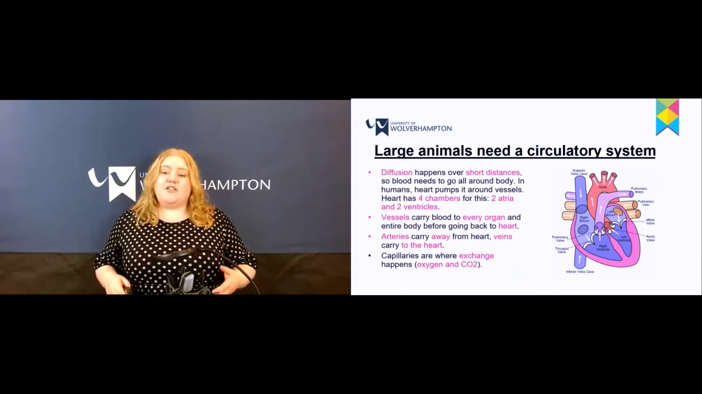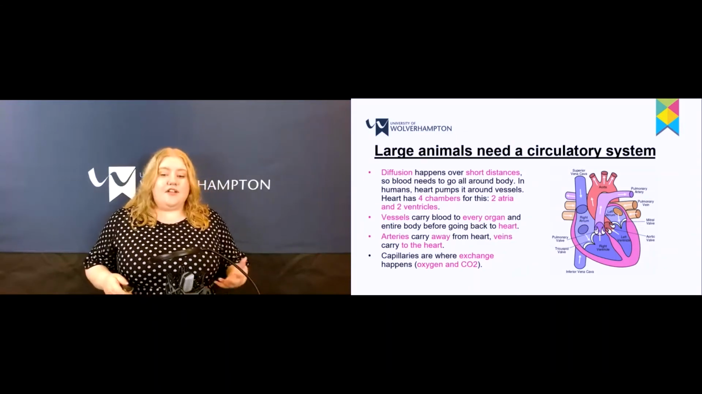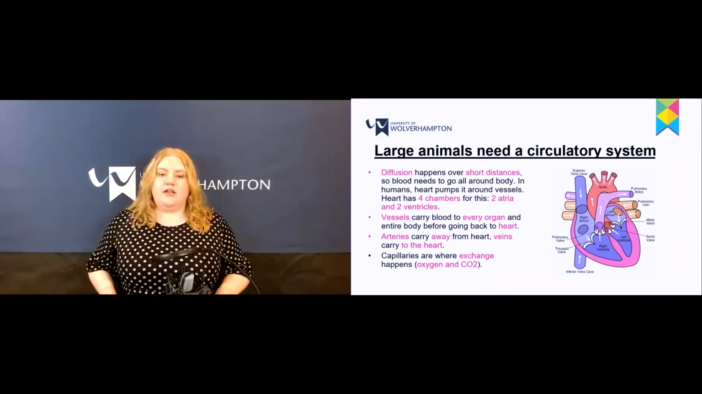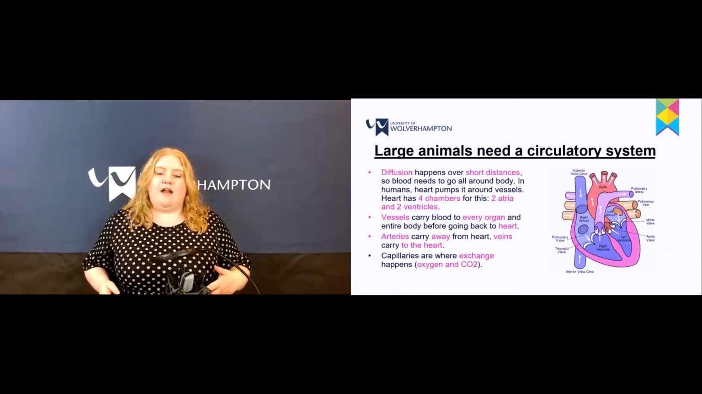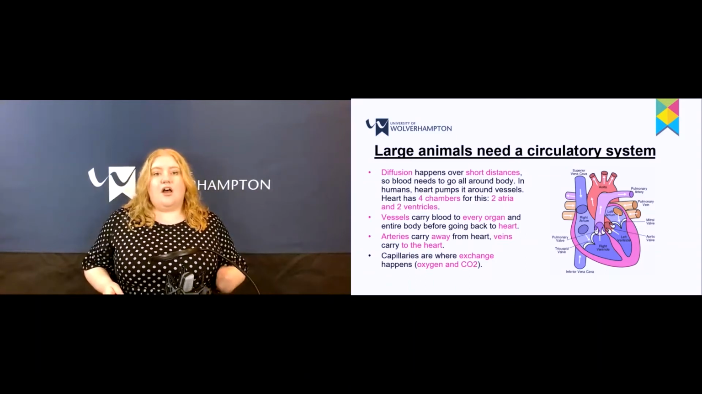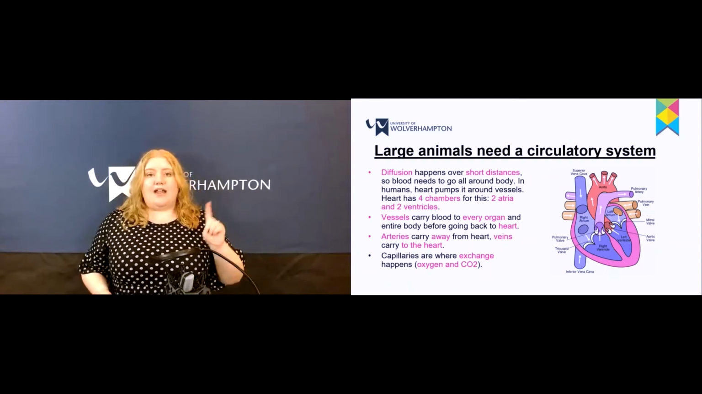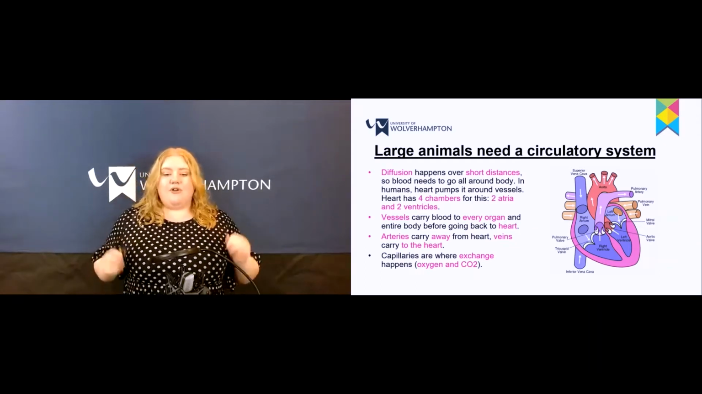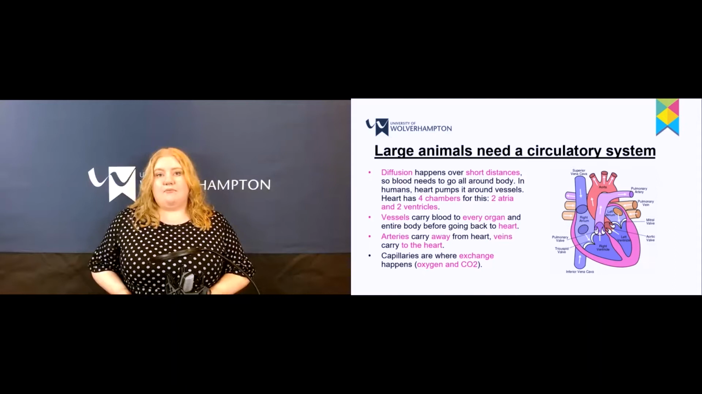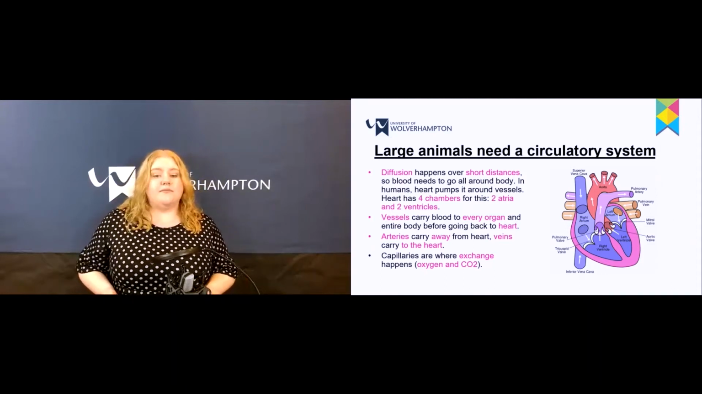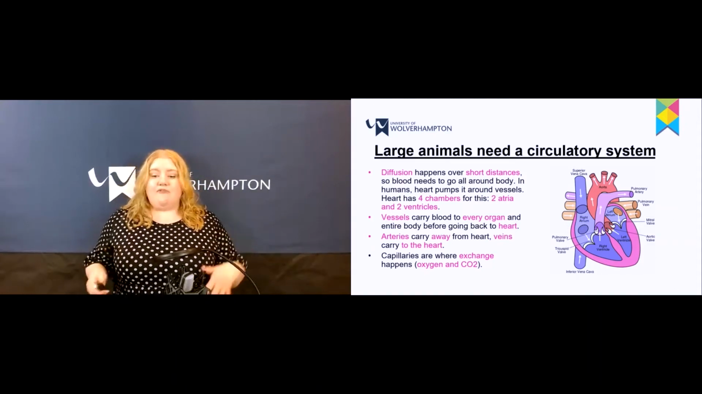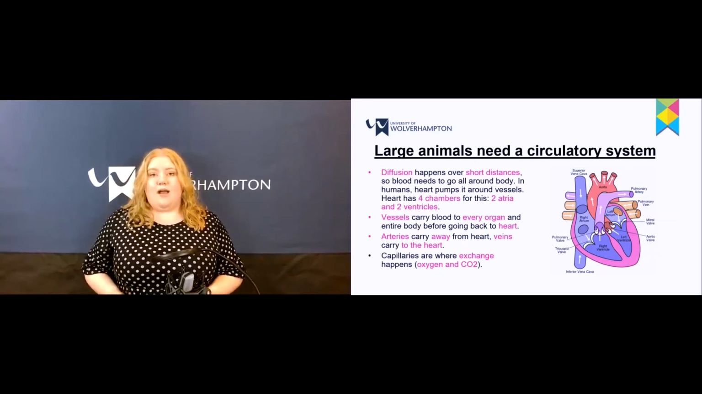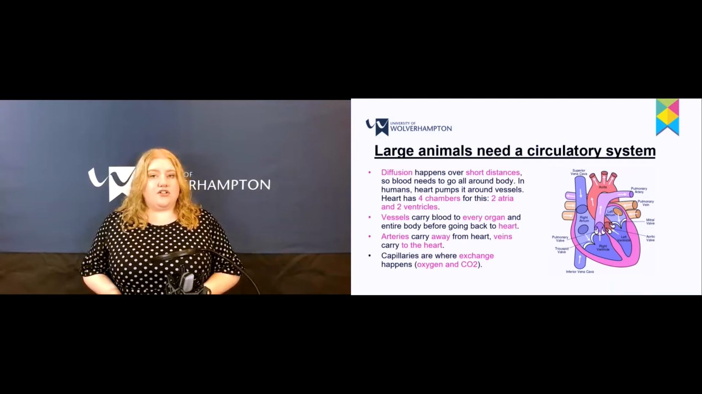So large animals need a circulatory system. Diffusion happens over short distances, so blood needs to go all around the body. In humans, the heart pumps it around these vessels. The heart has 4 chambers for this, 2 atria and 2 ventricles. Vessels carry blood to every organ and the entire body before making its way back to the heart. Arteries carry blood away from the heart and veins carry it to the heart. And capillaries are where this exchange happens, usually with oxygen and CO2.